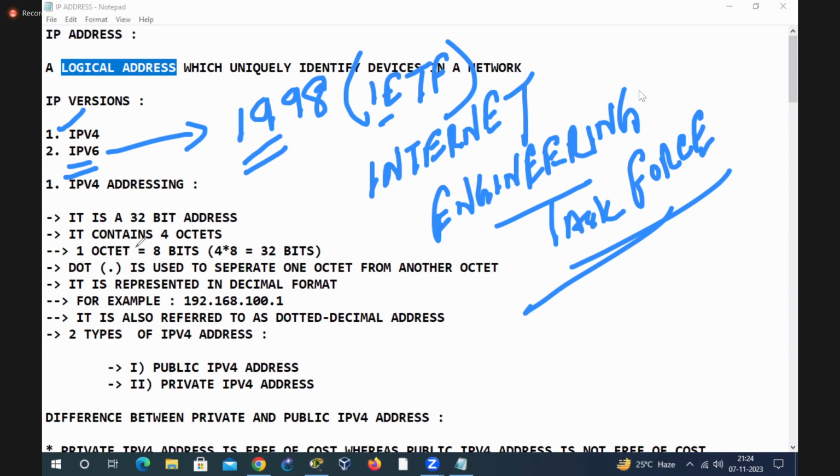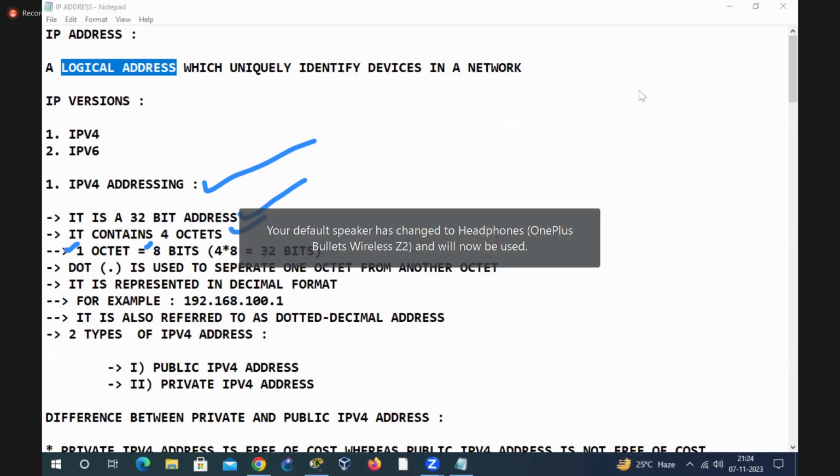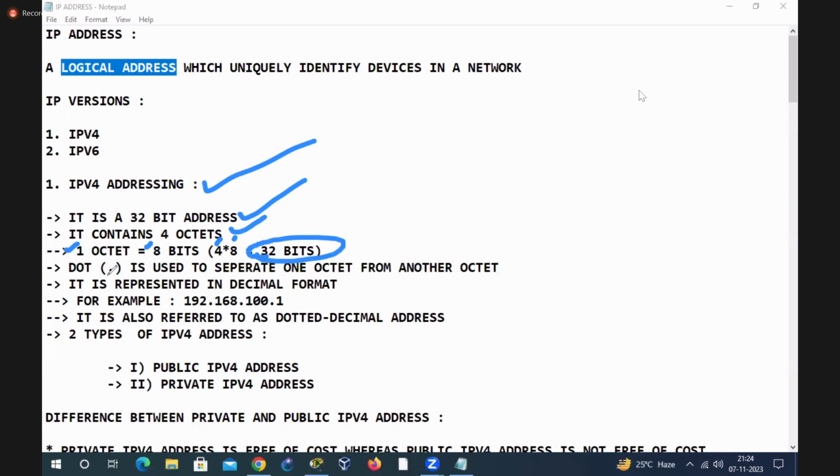The majority of the machines on the internet are using IPv4 addresses. That is why we are having this conversation right now about IPv4 addressing. It's a 32-bit address containing 4 octets, where 1 octet is equal to 8 bits. So that is your 4 octets times 8, and that is how the overall length of 32 bits comes.